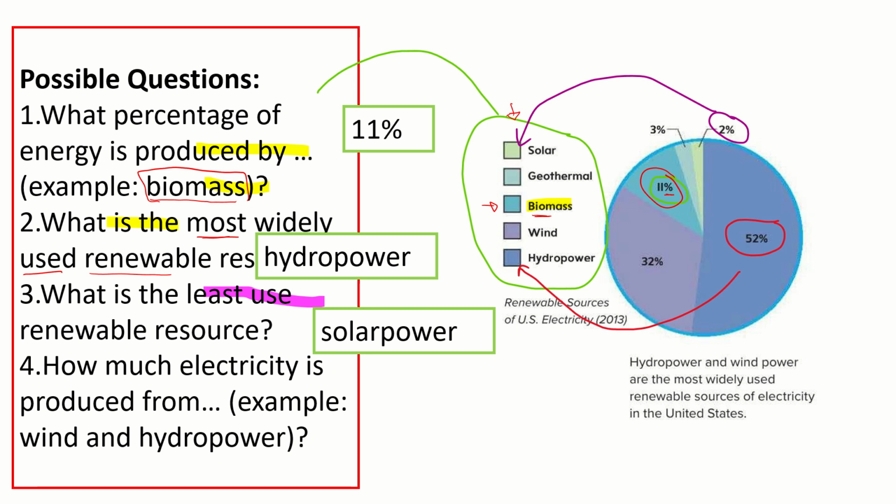How much electricity is produced from, for example, they give you two together. Okay, this is unlikely that they will give this to you. In case they do, if they give you two of them, you need to add the numbers together. So let's look at wind and hydropower. So wind and hydropower will be 32 plus 52, and our answer is 84.